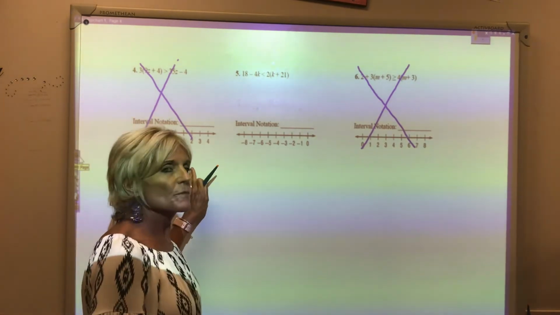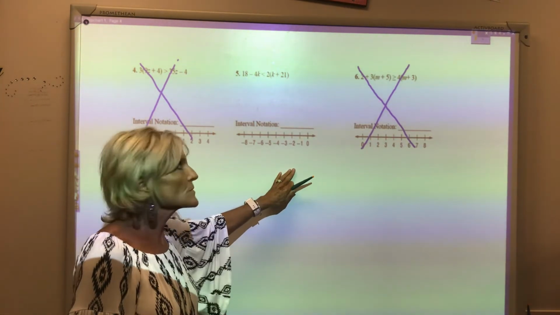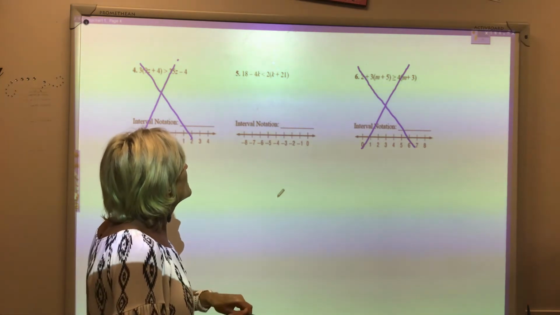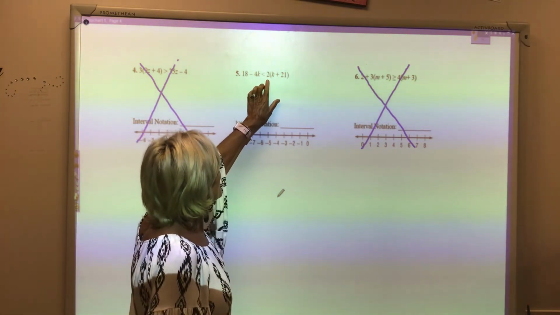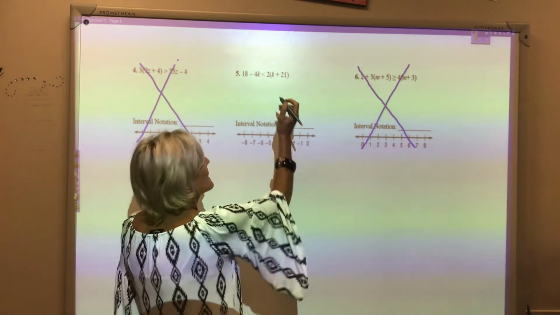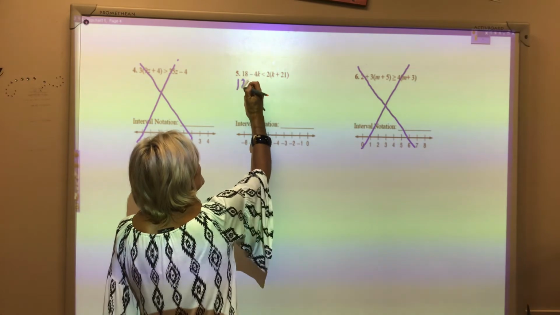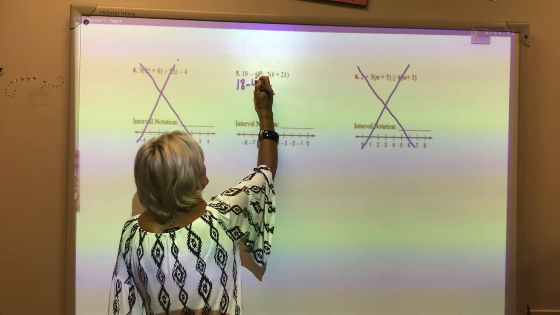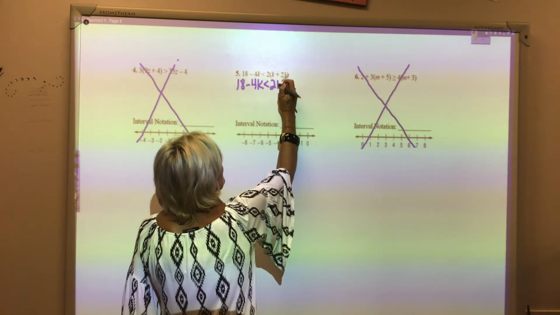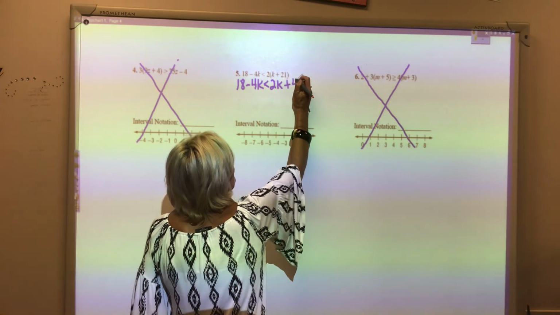Okay, we're going to skip 4 and 6, so you can mark those off. And let's look at number 5. So the first thing we want to do on 5 is distribute through by 2 on the right side. So we will have 18 minus 4k is less than 2k plus 42.